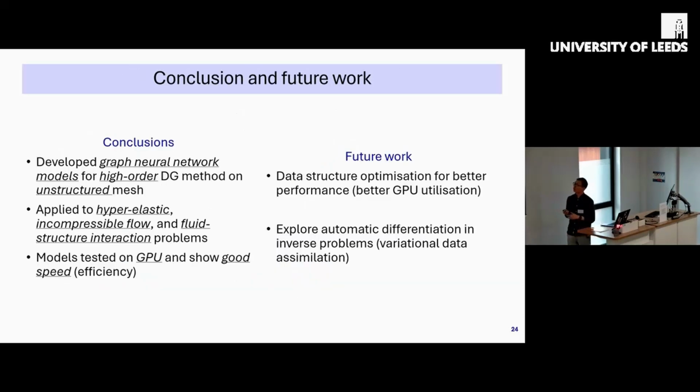To draw a conclusion, we developed a graph neural network for the high-order DG method on unstructured mesh, an efficient multigrid method, and we applied it to hyperelastic, incompressible flow and fluid structure interaction problems. And it has been tested on GPU also. I'm sure it's very easy to use this structure on all those hardwares I introduced before. And the next step, one thing I'm very interested in, is to explore its automatic differentiation functionality for inverse problems.